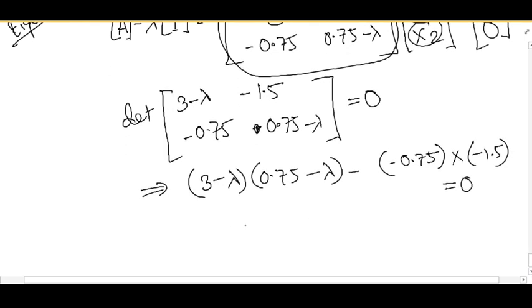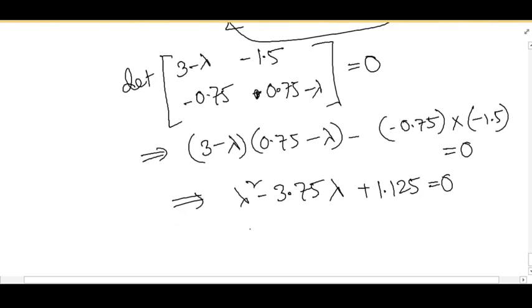Therefore you will get an equation like this one, with 1.125 equal to 0, and from this you will get the value of lambda. Two values of lambda will be obtained, 3.421 and 0.3288, and those will be the eigenvalues.